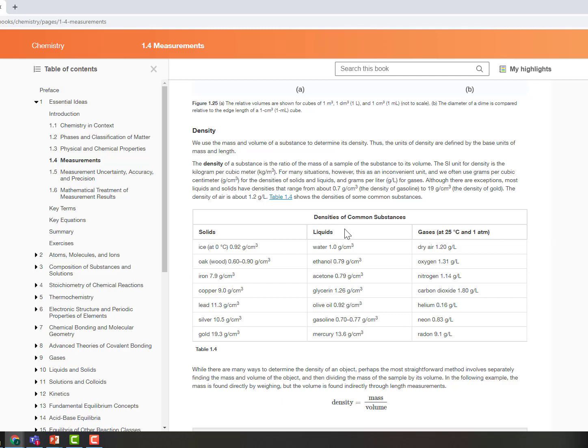So we're listing here some common substances and their densities. If you have, for example, pure gold, it's going to have a density of 19.3 grams per cubic centimeter. So if you're not sure if you have pure gold, you can find the mass, find the volume, divide, and see if you get that. And if you don't, then you don't have pure gold, and somebody might be in trouble.